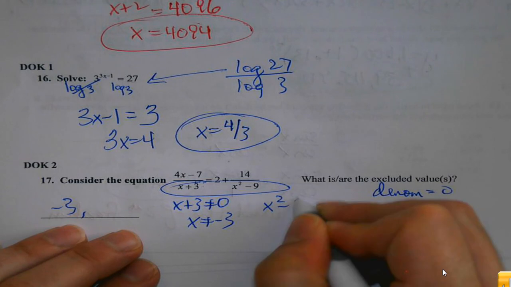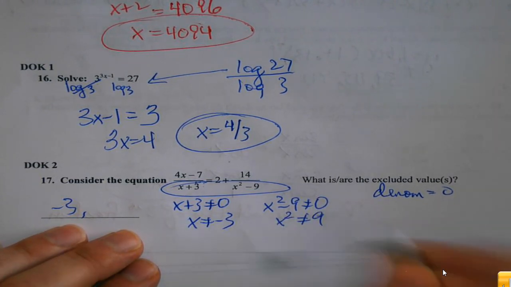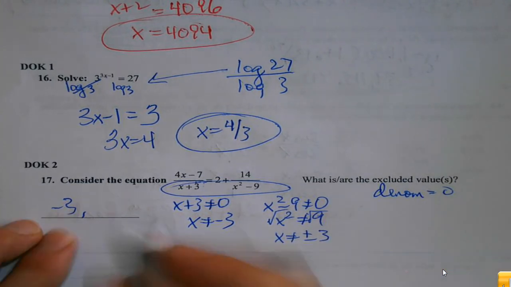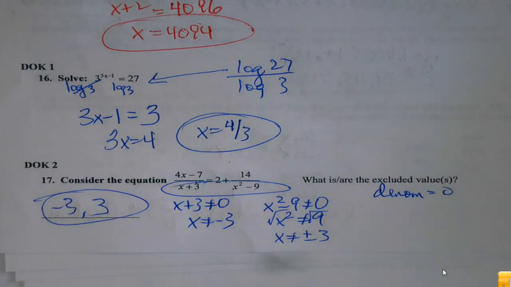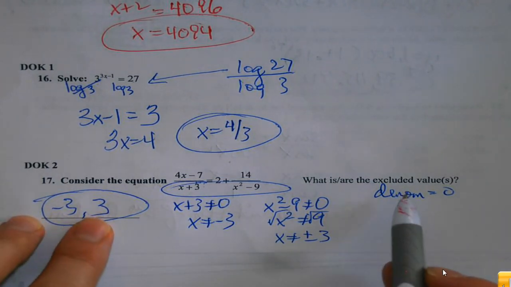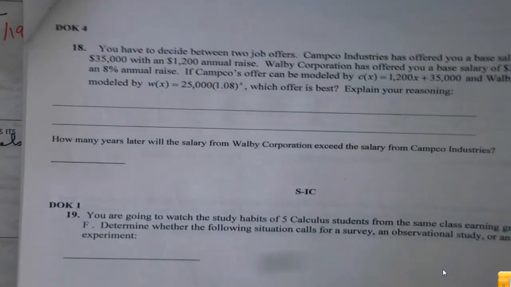X squared minus 9 can't be 0. X squared can't be 9. X can't be positive or negative 3. Well, I already got negative 3. I could factor that if I wanted to. I could do a difference of squares, x plus 3, x minus 3. That would also get me there where I could solve it. But one of those will work. But it's just values that make the denominator 0. Don't overthink it.